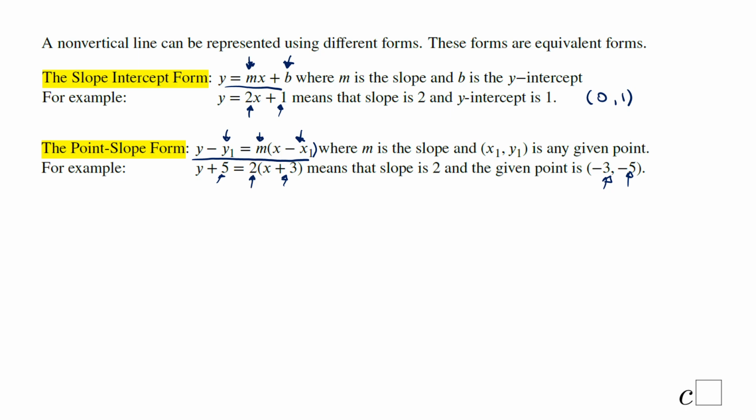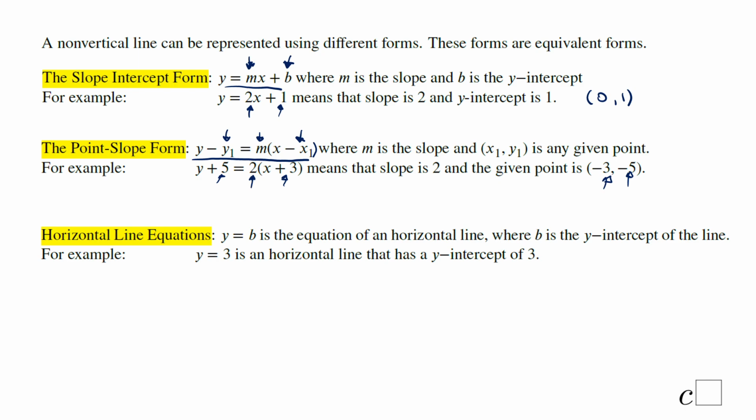But it's a very important form. Now I want to mention that the slope-intercept form is unique. It's only one. However, the point-slope form depends on the point you have. In this case, for this example, the point was (negative 3, negative 5).